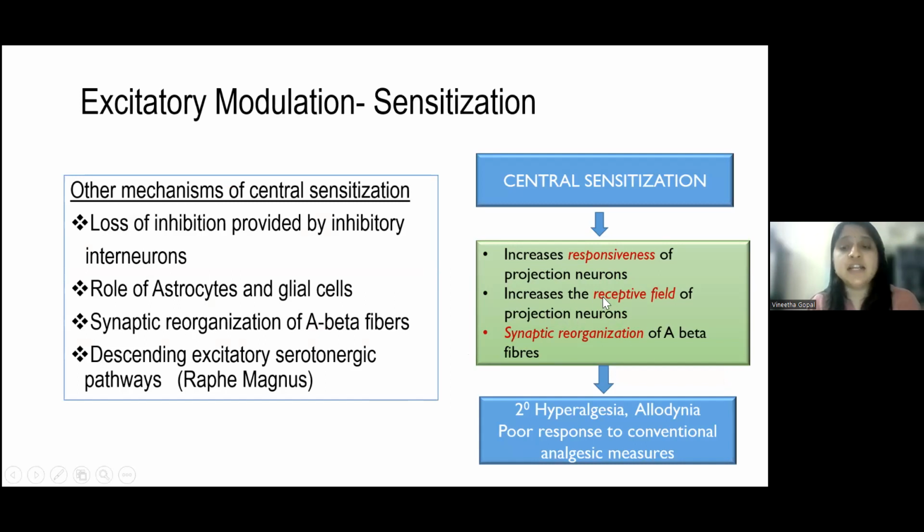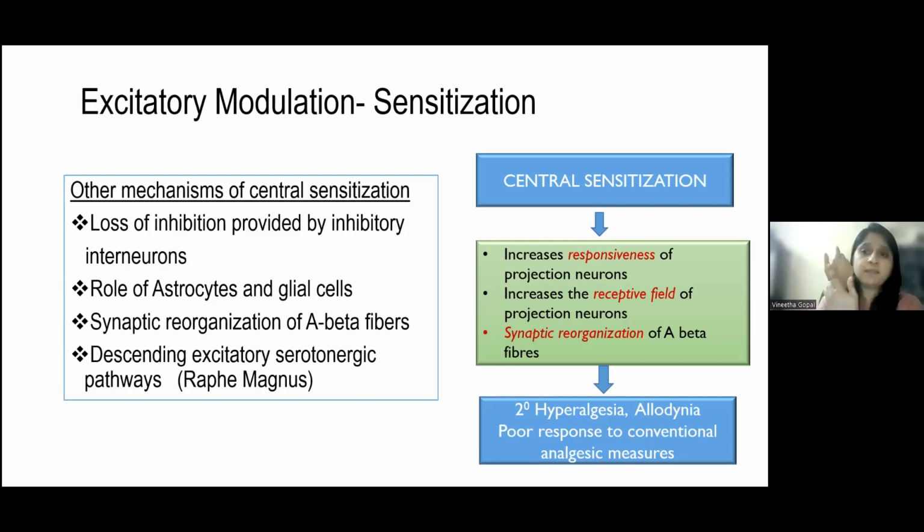The receptive field means, suppose the pain is coming from the C6 dermatome. Earlier, the C6 projection neuron would respond only to the impulse coming from the C6 dermatome. If you touch the C6 dermatome or give a noxious stimulus there, only the C6 dorsal horn neuron will perceive that. But in central sensitization, the impulses from C5 and C7 will also be perceived as pain by the C6 projection neuron.